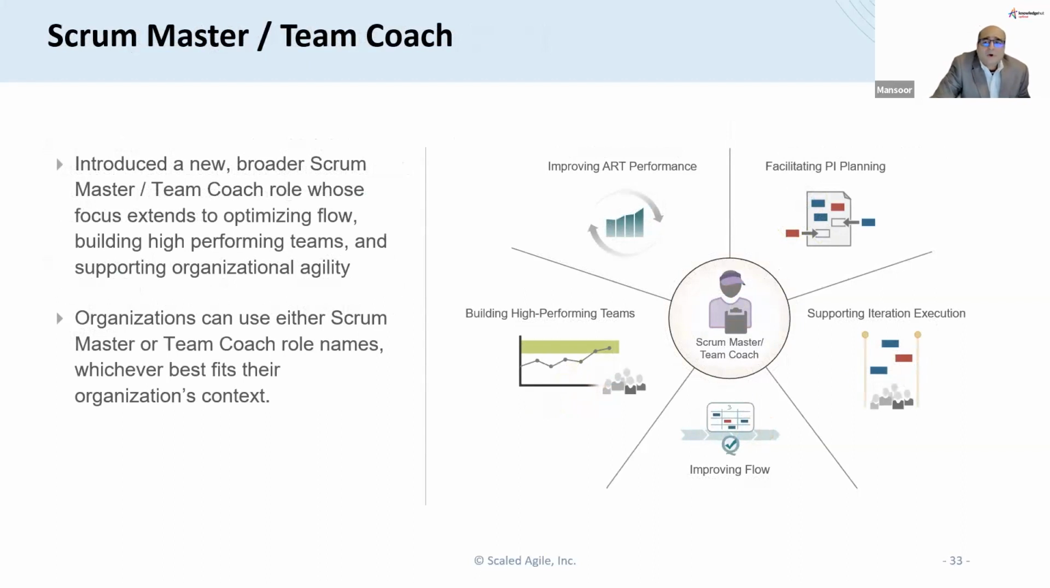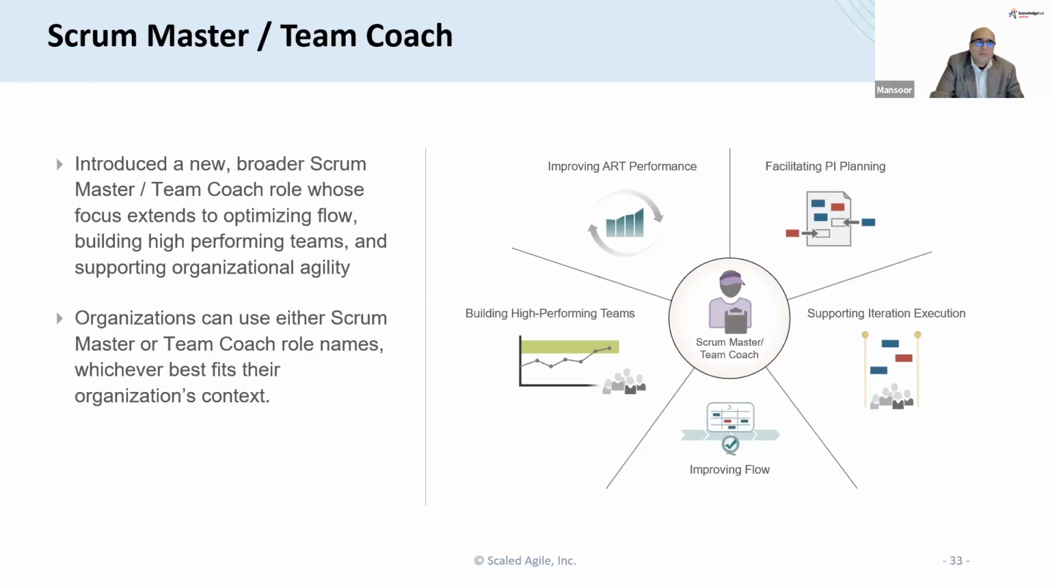Scrum Master, Team Coach. SAFe 6.0 provides an alternative title. From Scrum Master, we moved into a Team Coach. We did that for a very simple reason. We are seeing some of the organizations are not choosing Scrum as a team methodology. Some teams might implement Kanban. So that's why we moved from a Scrum Master, which is more from a Scrum perspective, to a Team Coach.